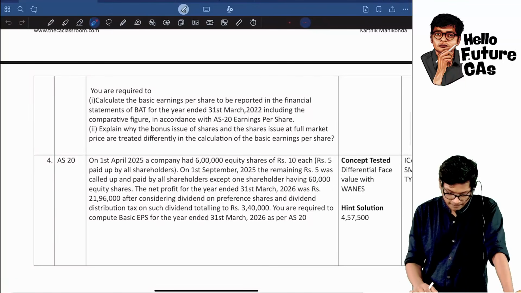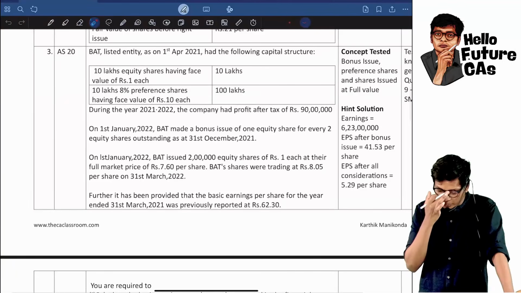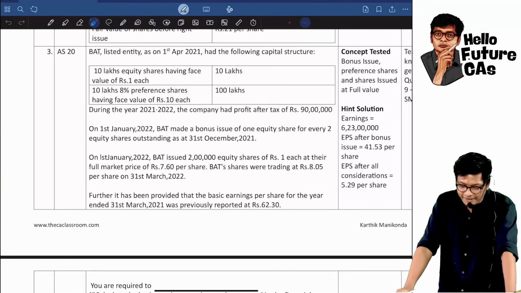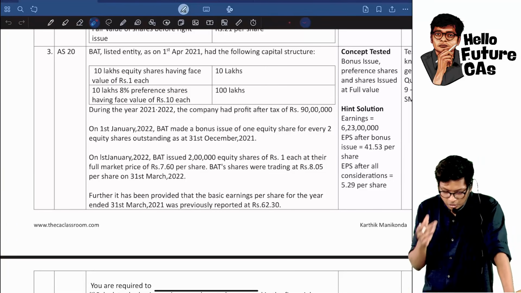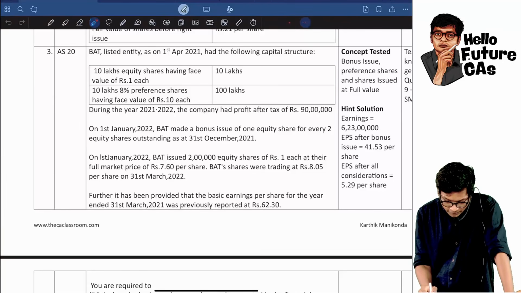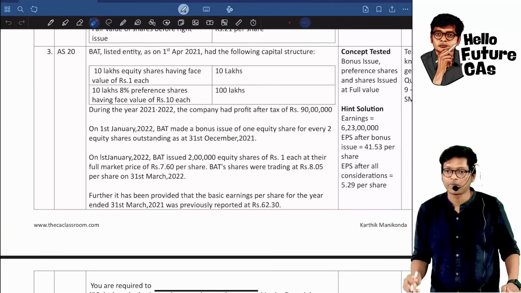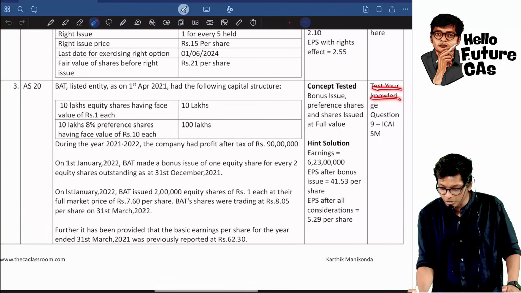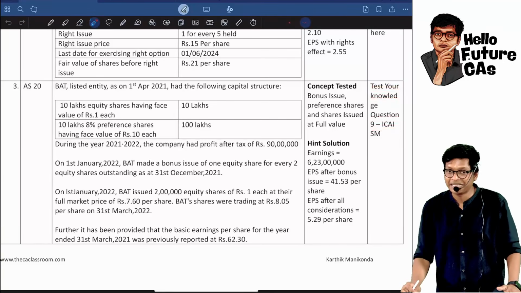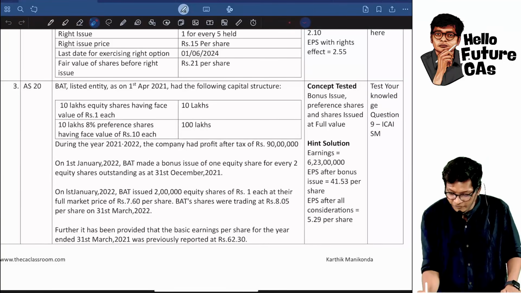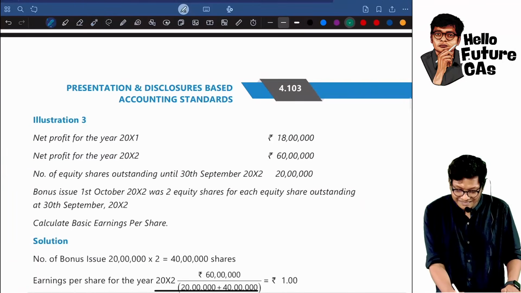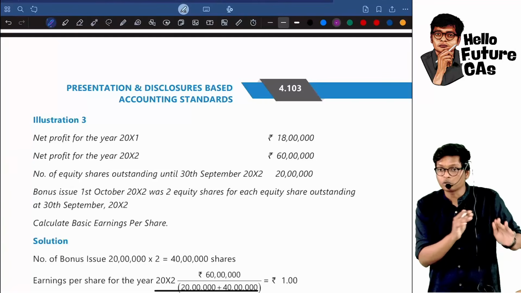Let's take question number 3 itself, guys. It's a proper sum for basic EPS with only the concept of bonus. I'm just checking if this is the one with bonus issue. Okay, this is the bonus issue sum. This sum is Test Your Knowledge, ICA question number 9. But before that, let me show you an ICA sum for bonus.